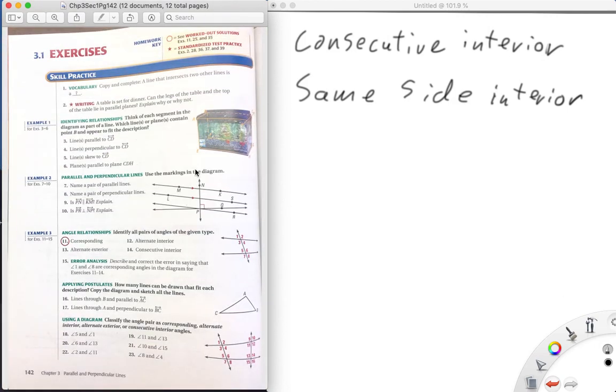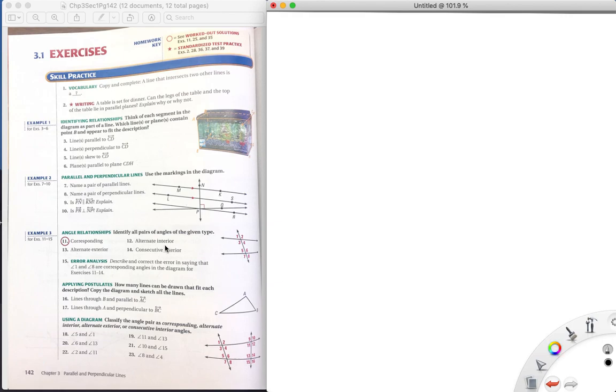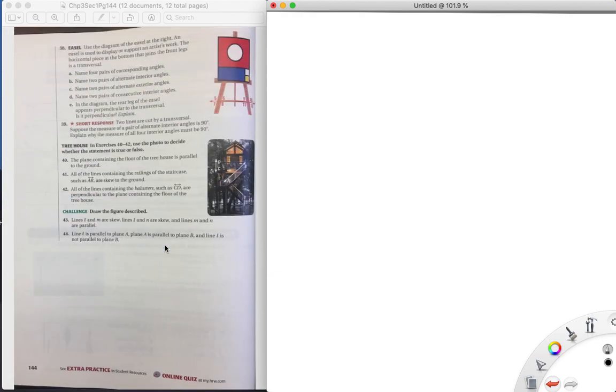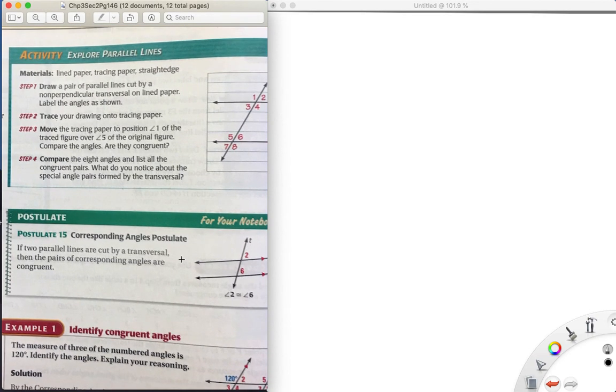Okay, so that's that section. Just a definition-rich section about what these things are. The math is pretty easy. You're just looking at lines. 3.2 are the postulates and theorems that come along with it.